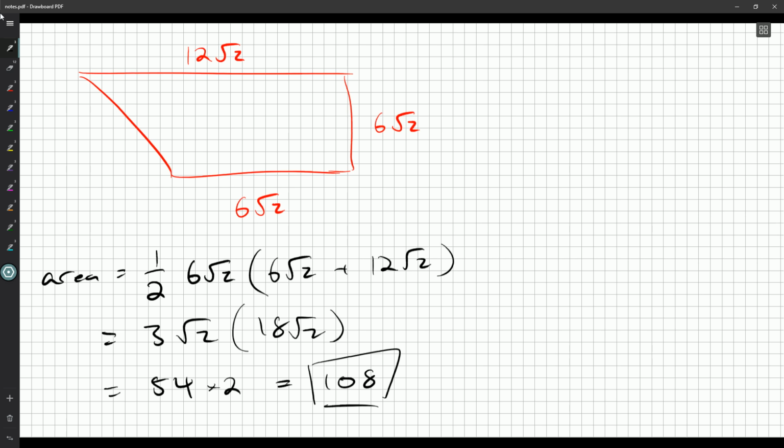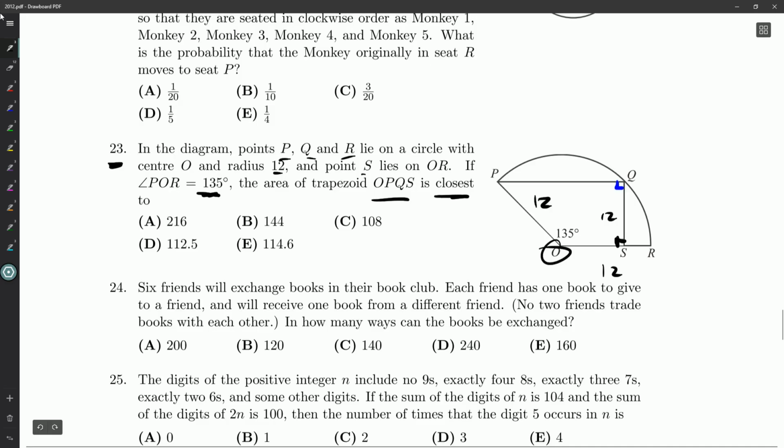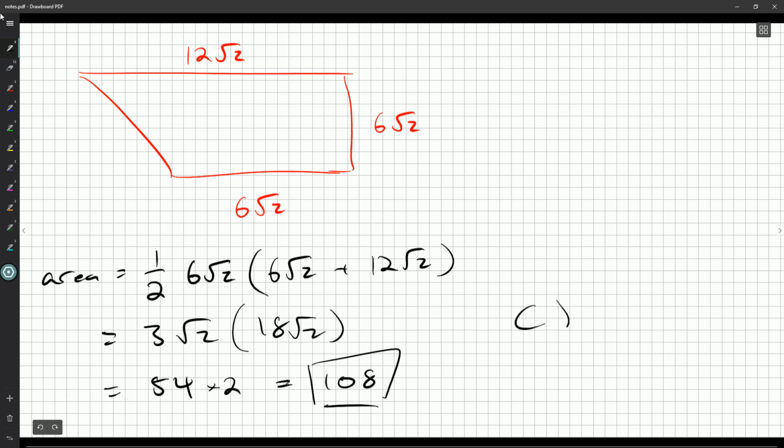It's 108. Is that a possible answer? Absolutely it is right there. I think this answer 216 is for the people who forget trapezoid areas are a half. Okay? So we get an answer of C, 108. Isn't that nice? Nice little question. So we actually didn't need to bust out the calculator at all. We were able to calculate it exactly.